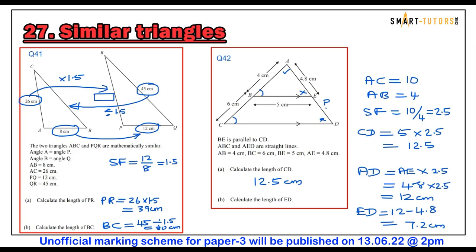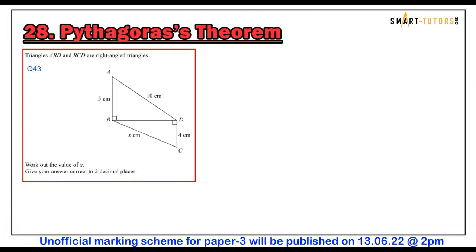That is the end of the topic 27. 28, Pythagoras theorem. Pythagoras theorem is going to be coupled with other questions also. In this question, there is a triangle combined with another triangle. Work out the value of x to 2 decimal places.